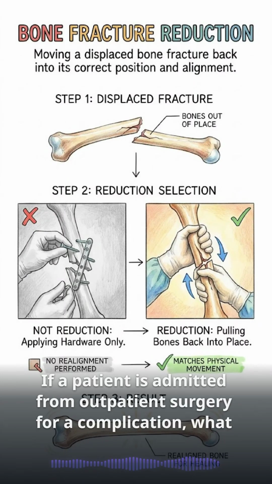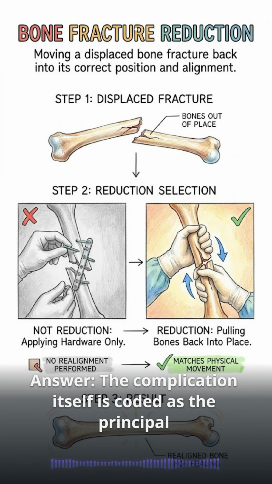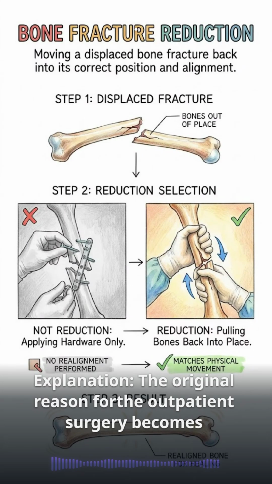12. If a patient is admitted from outpatient surgery for a complication, what is the principal diagnosis code? The complication itself is coded as the principal diagnosis, because it is the reason for the inpatient admission. The original reason for outpatient surgery becomes secondary, because the new problem caused the overnight hospital stay.